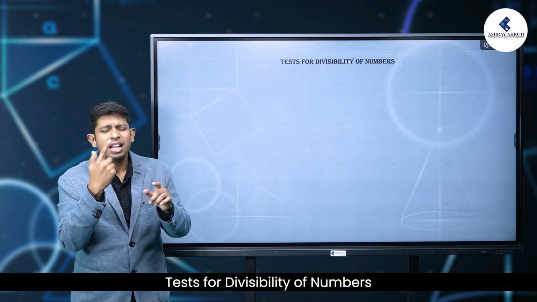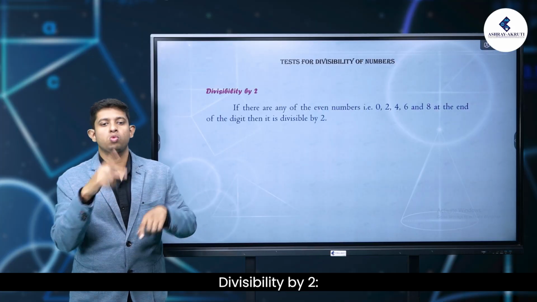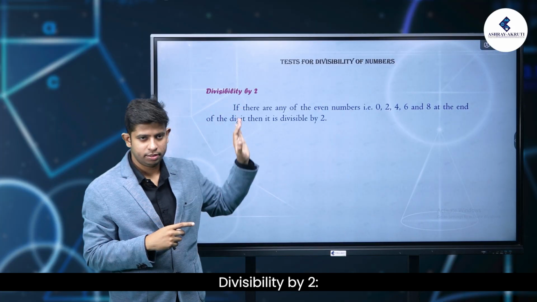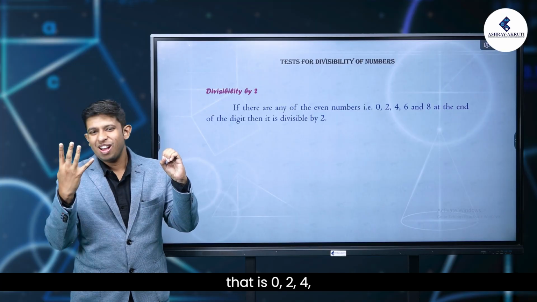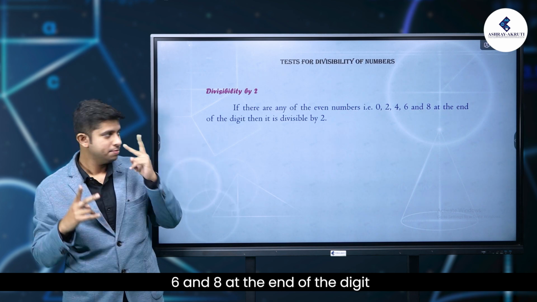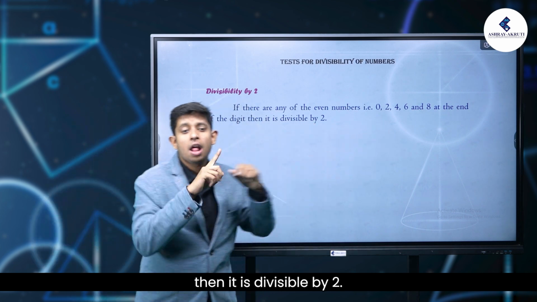Test for divisibility of numbers. Divisibility by 2. If there are any of the even numbers, that is 0, 2, 4, 6 and 8 at the end of the digit, then it is divisible by 2.